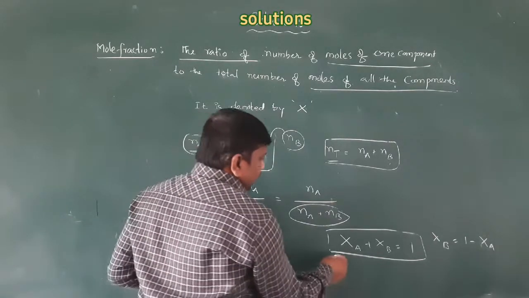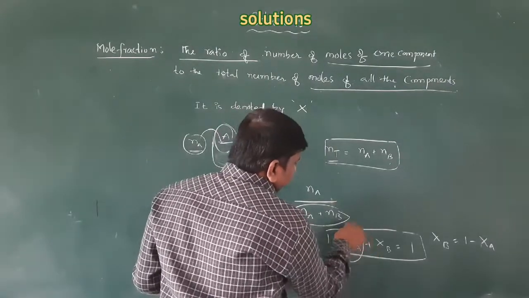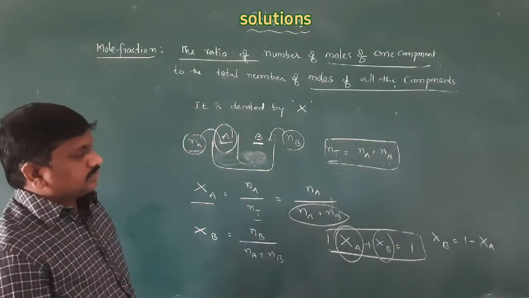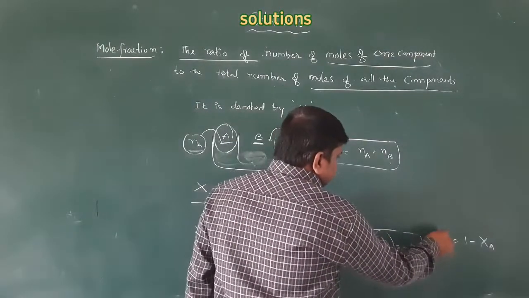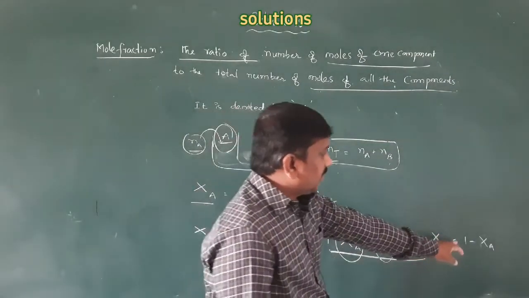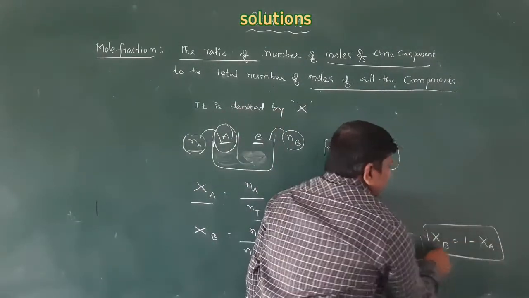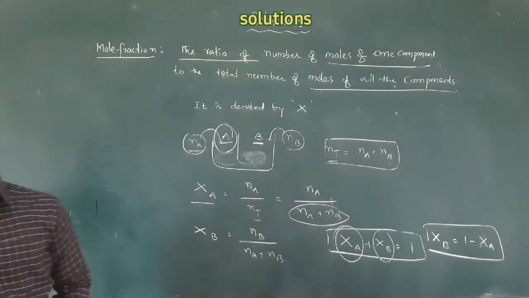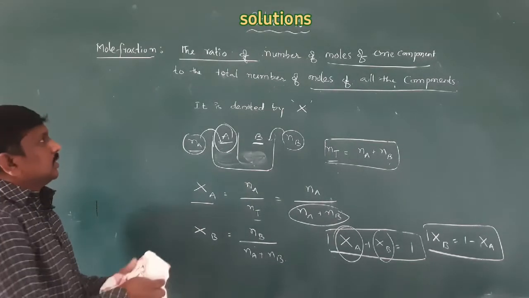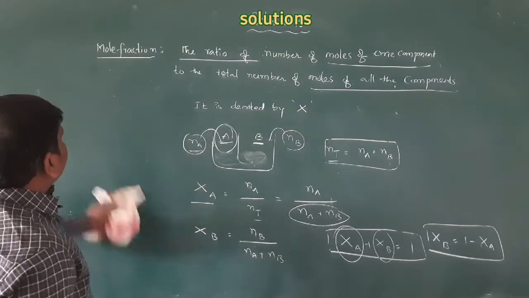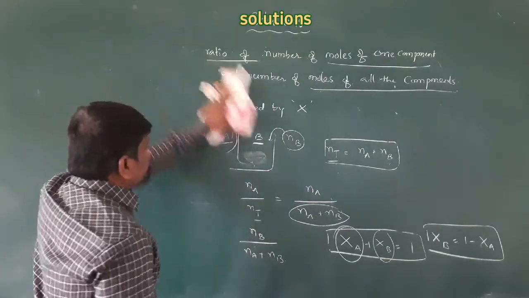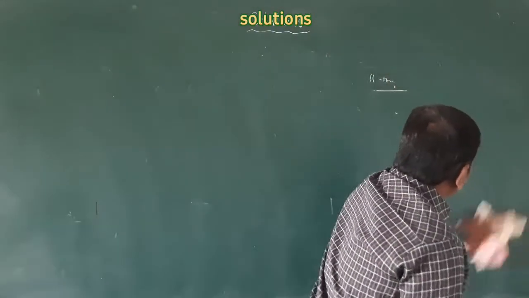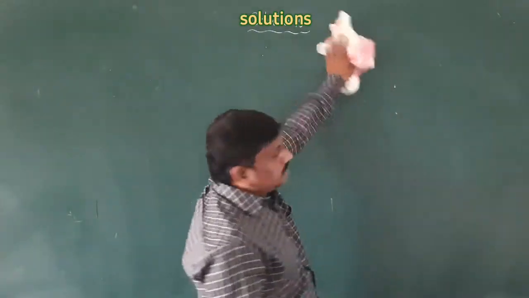So always, the mole fractions of solute and solvent add up to 1. We can find the mole fraction of B as 1 minus XA, the mole fraction of A. Let us take one problem to better understand the mole fraction concept.